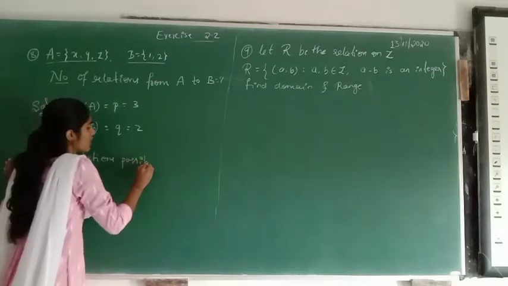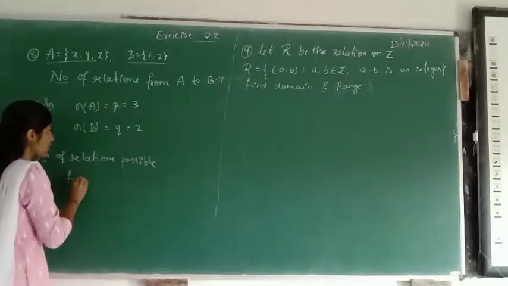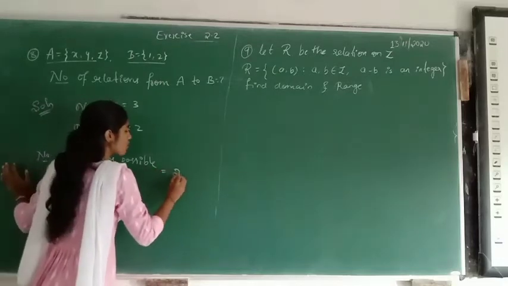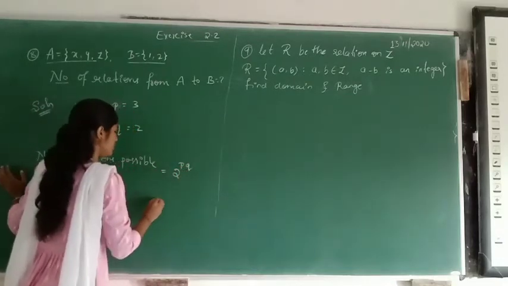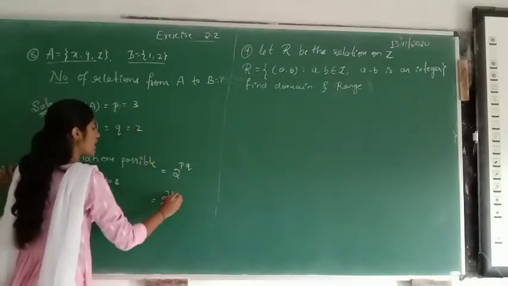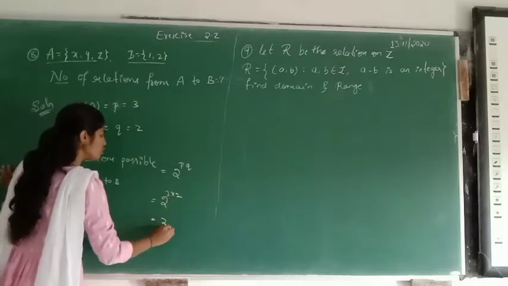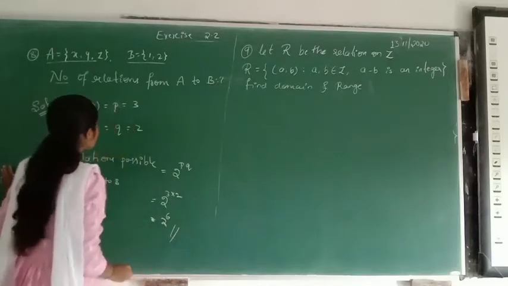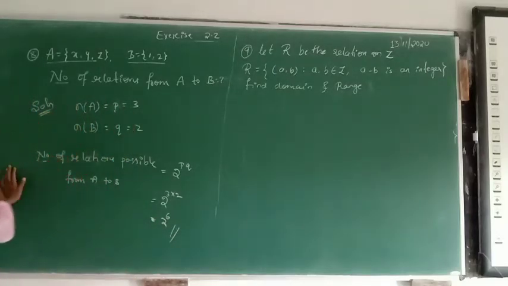The number of possible relations from A to B is given by the formula 2 to the power PQ. That is 2 to the power P, where we have 3, into Q, where we have 2. That will be 2 to the power 6. So 2 to the power 6 relations can be formed from these sets A and B. 2 to the power 6 is nothing but multiplying 2 six times.